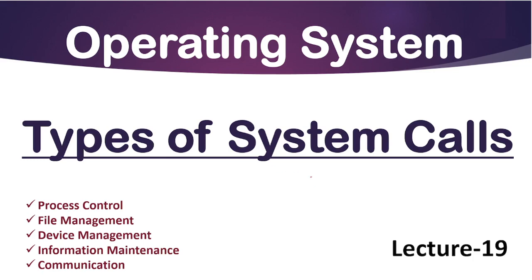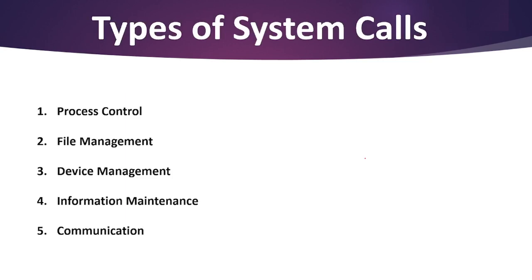Before moving to the types, you should know the meaning of system calls. A system call is a mechanism that provides an interface between the process and the operating system. It is basically a programmatic method in which a computer program requests a service from the kernel of the operating system. We have already discussed system calls in detail, so let's just move to the types.